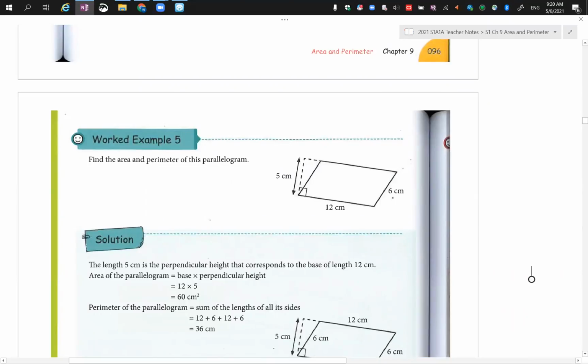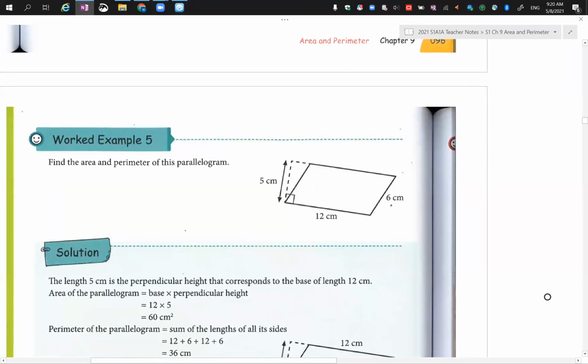We've got a parallelogram, base 12, slant height 6, perpendicular height. Please write down your notes. Look at the screen. Marilyn, look at the screen. Write down the notes over here. This is called the perpendicular height. Write it down. That 5 cm. That dotted line is called a perpendicular height.